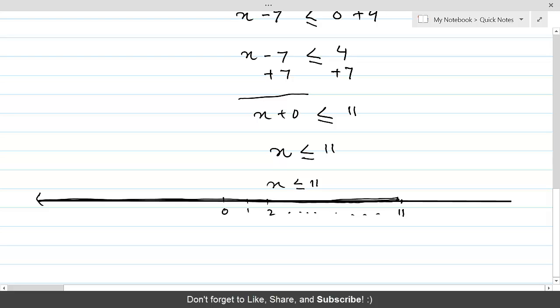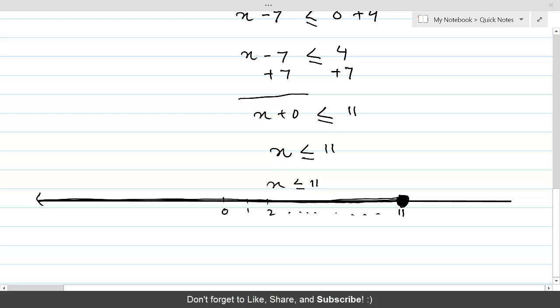We need to decide if 11 itself is part of the solution. If 11 is part of the solution, we need to draw a solid circle on the reference value, which we are going to, because whenever there is an equal sign, that reference value is part of the solution. Here x is less than or equal to 11, so 11 itself is part of the solution. Therefore, we need to draw the solid circle.